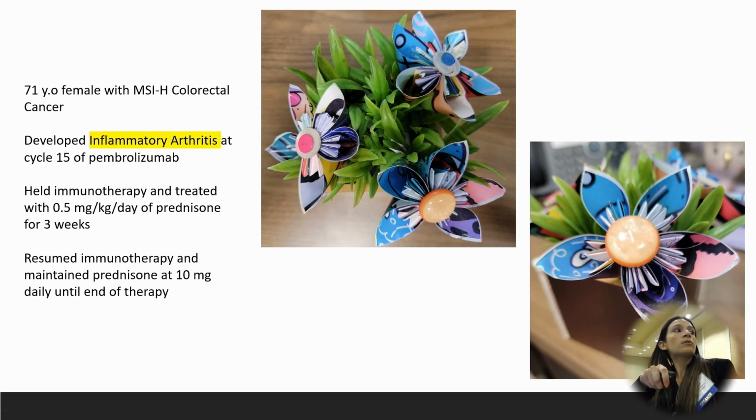So we held immunotherapy, put her on 0.5 milligrams per kilo per day for 3 weeks. It got better, we resumed, but what happened? Again, she's complaining, not as severe, but she still has that pain. So we just kept her at 10 milligrams daily until her therapy was done, which was about 2 years. So you can see here how important it is for our patients to be able to keep the quality of life and do the things that they love to do.